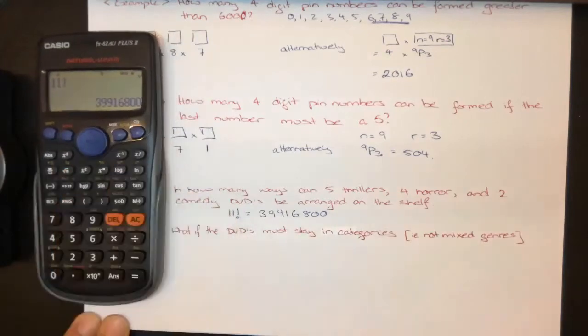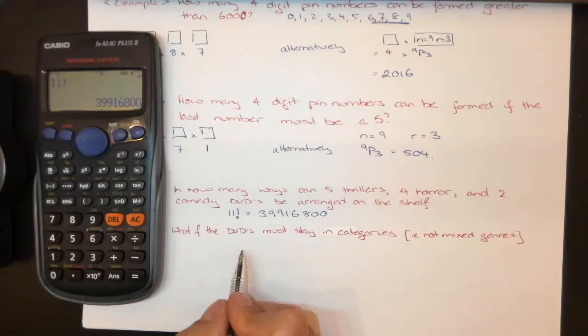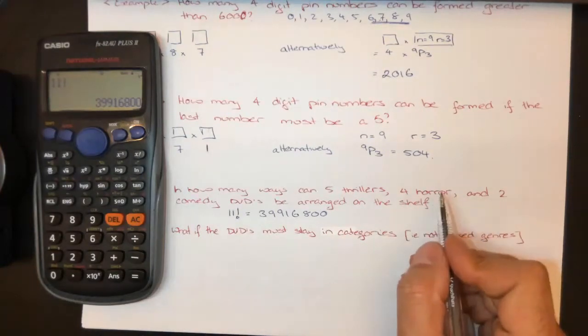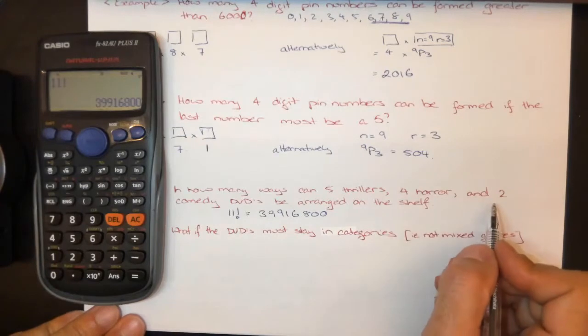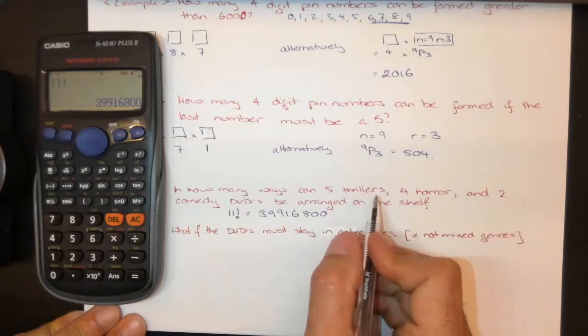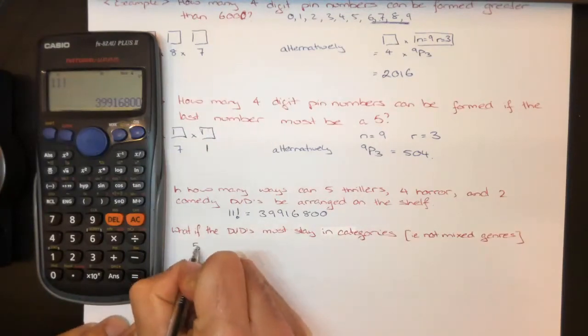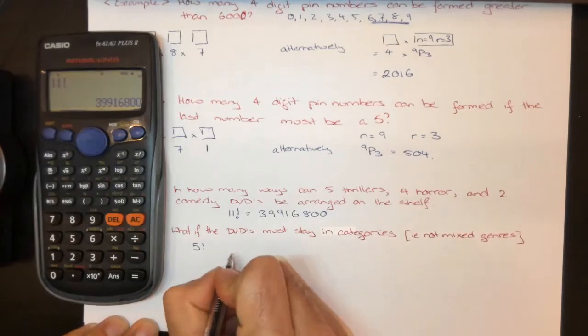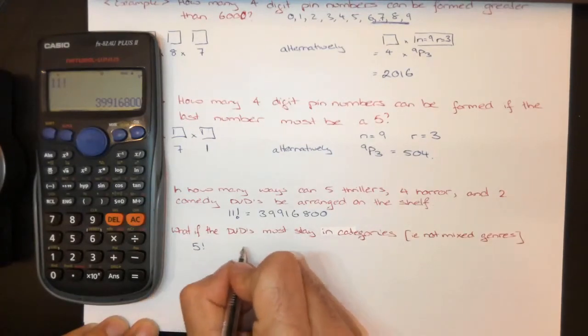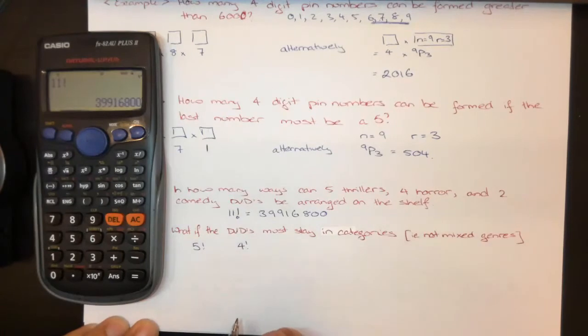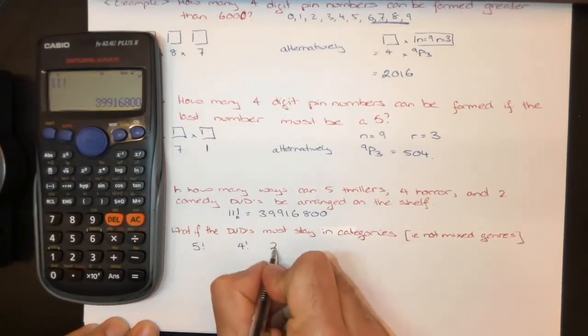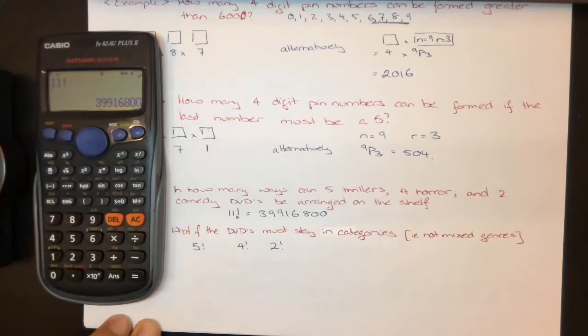So the second part says, well, what if the DVDs have to stay together in categories? So we have to have the thrillers all together, then the horrors together, and then the comedies together. Well, let's just look at the thrillers first. There are 5 thrillers, so there must be 5 factorial different ways to organize those. There's obviously 4 horrors, so there'll be 4 factorial different ways to organize them, and then 2 comedies.